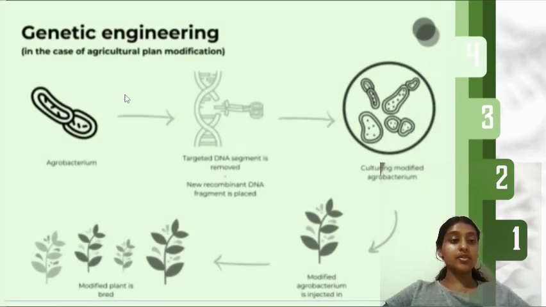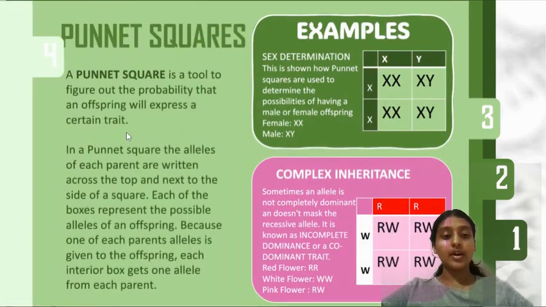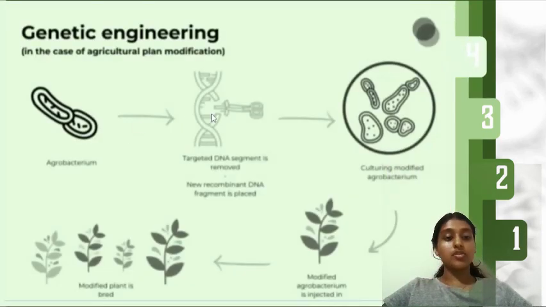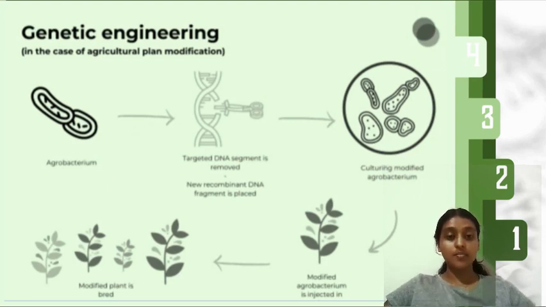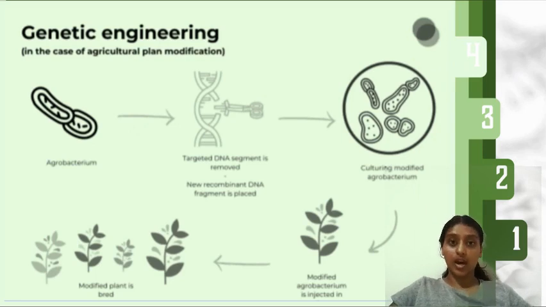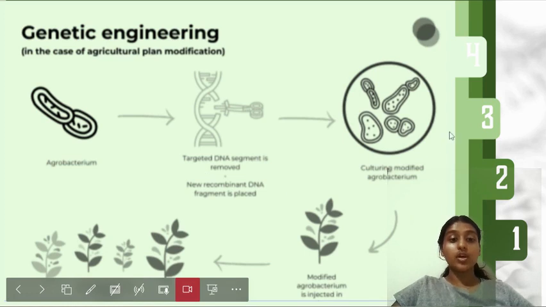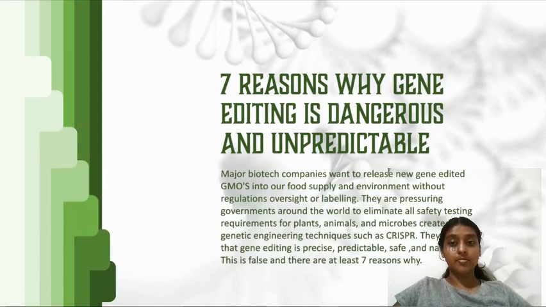And then this is how gene editing actually works. So you start with agrobacterium, then there are targeted DNA segment that is removed and a new DNA fragment is placed. From there on, there's culturing modified agrobacterium. So the modified bacterium is injected into the plant and the plant is grown and sent into our food supply.